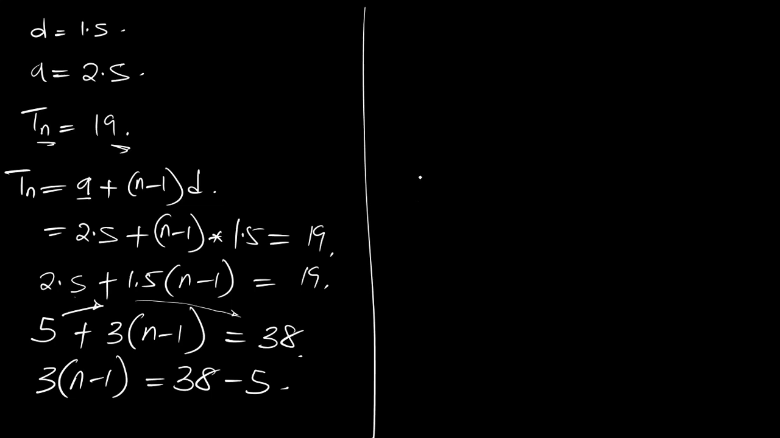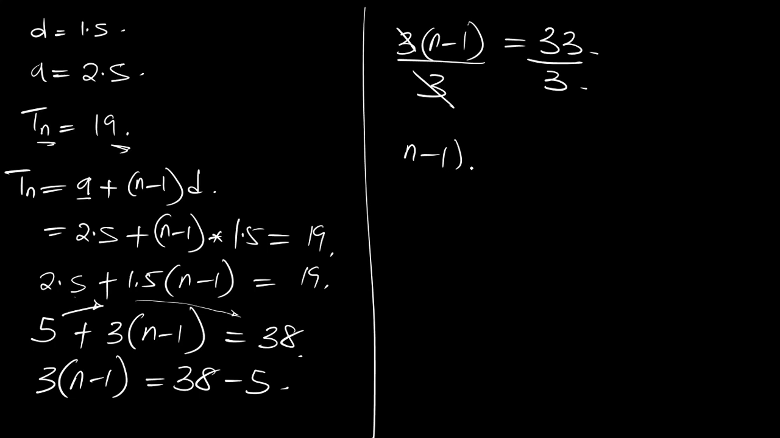So it now implies that 3 times n minus 1 is equal to what? 38 minus 5 will give us 33. So divide all through by 3. 3 will cancel out this. You have n minus 1 on the left hand side. Then on the right hand side, 33 divided by 3 is 11. So you have n minus 1 equal to 11.